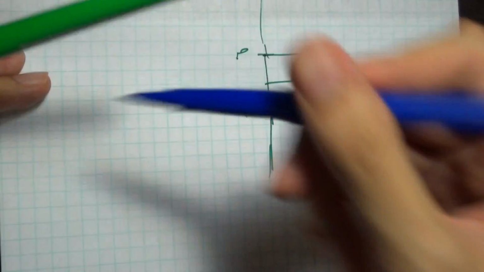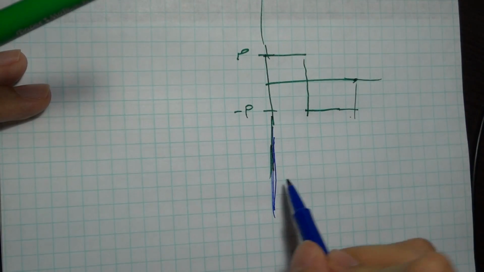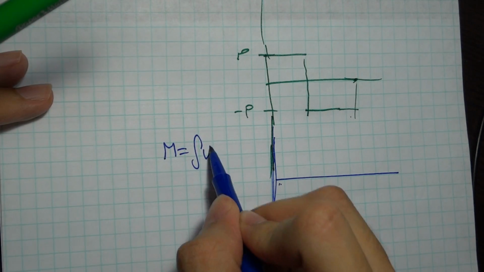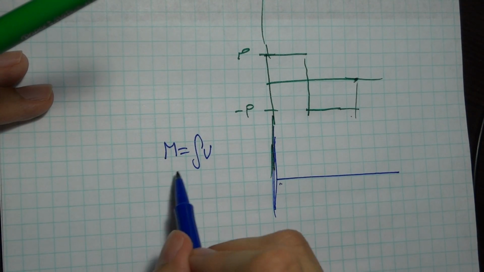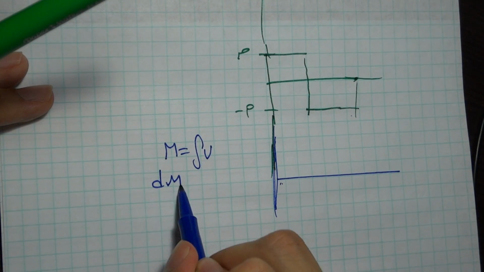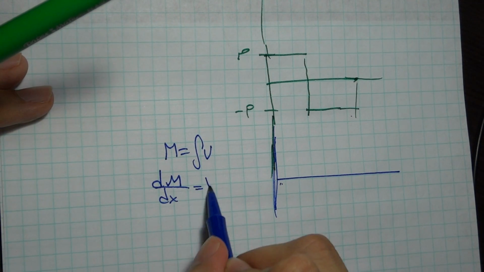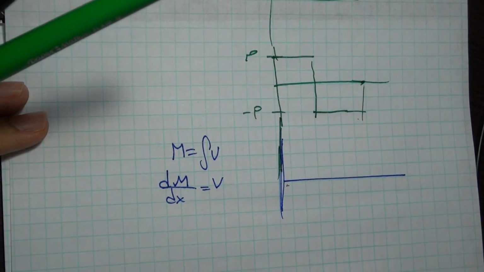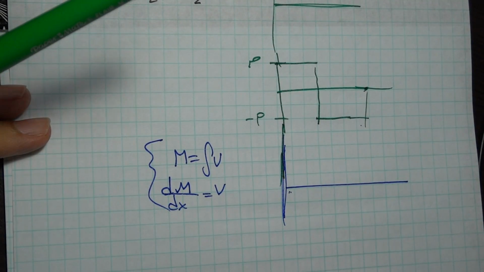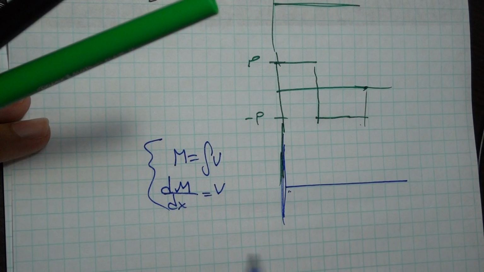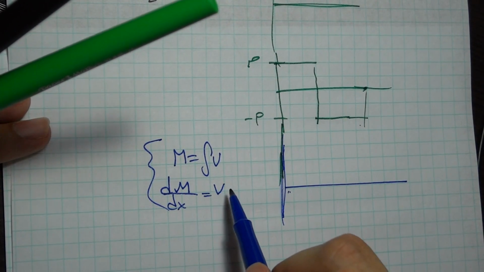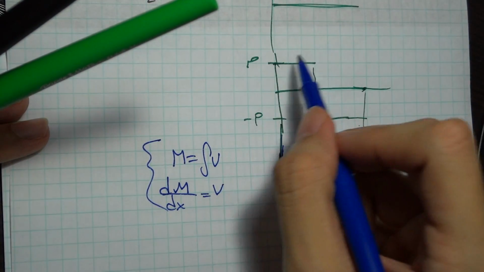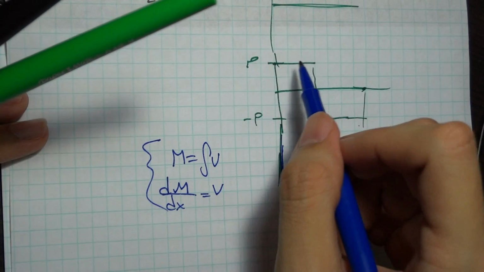And now if we look at our moment diagram, if we remember that our moment is just the integral of our shear, what does this mean? This means that the slope of our moment diagram is equal to our shear, right? This is the fundamental theorem of calculus, I believe. Your slope of your moment diagram is your shear. So let's go over here. Our shear is constant, so the slope of our moment diagram has to be constant.